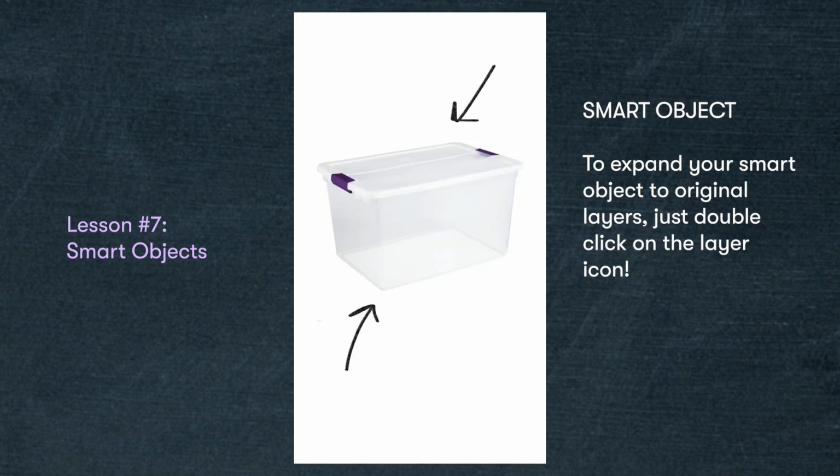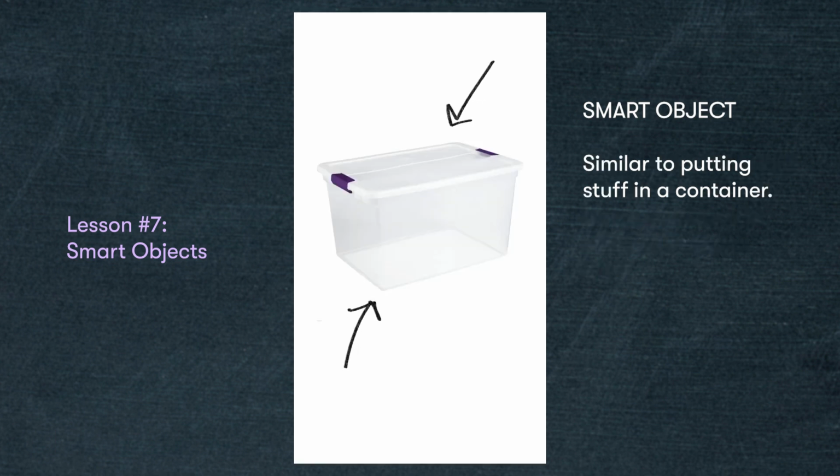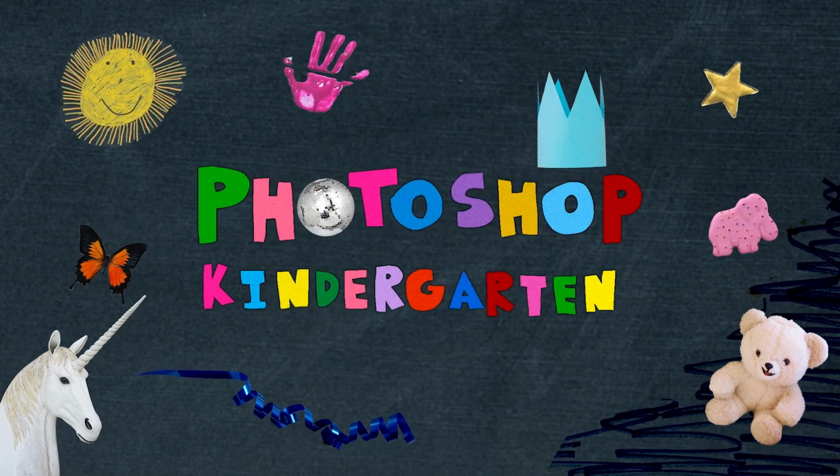It's kind of like putting objects into a container. You can carry around the container as 1 object, but you can always open it back up and pull those objects out. And that is Smart Objects explained to you as if you were a 5-year-old.